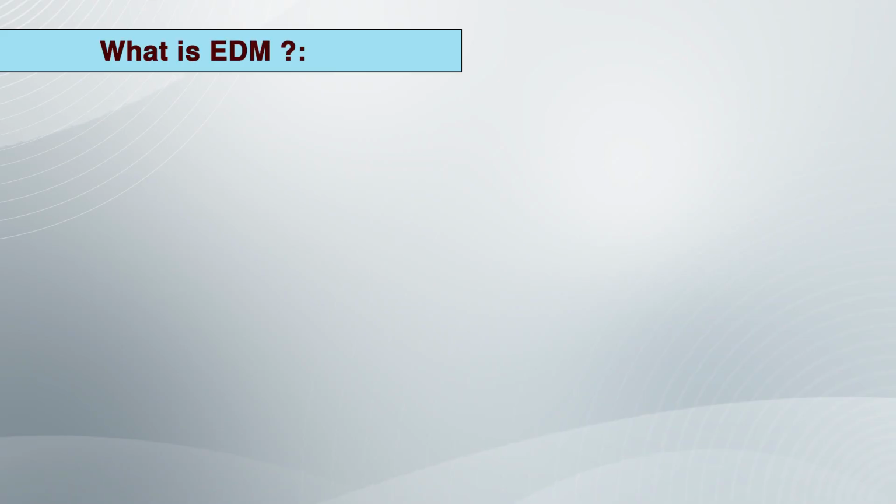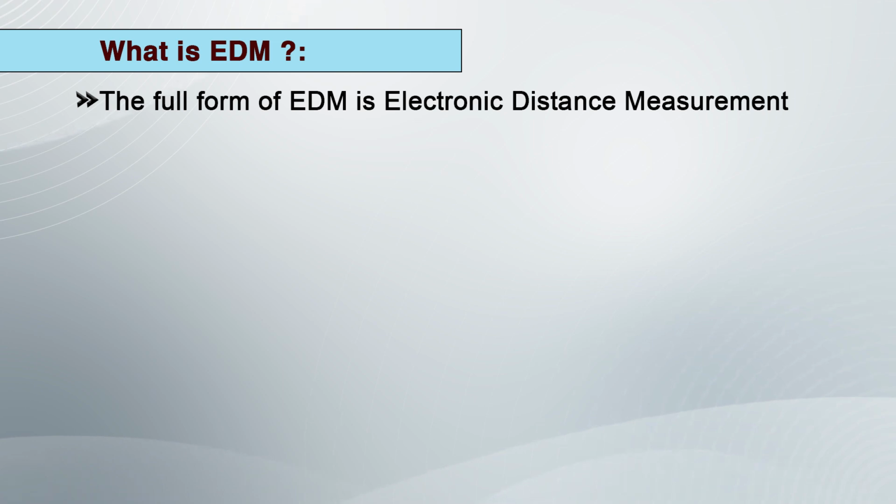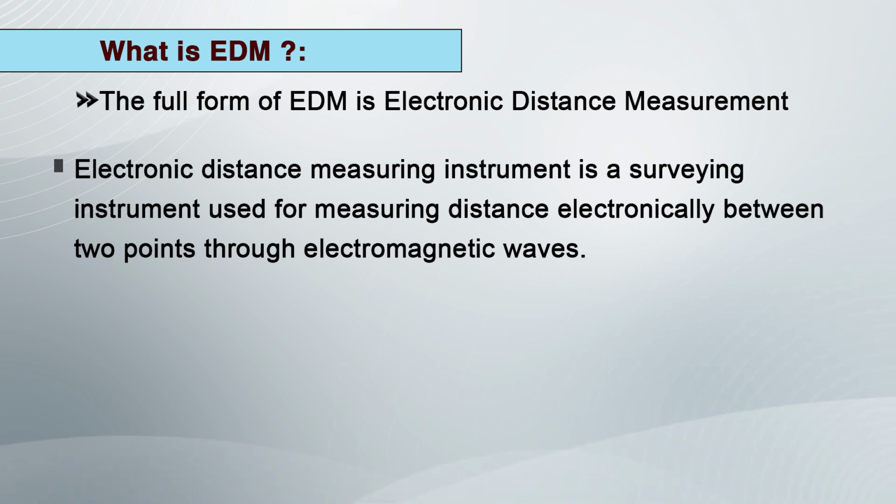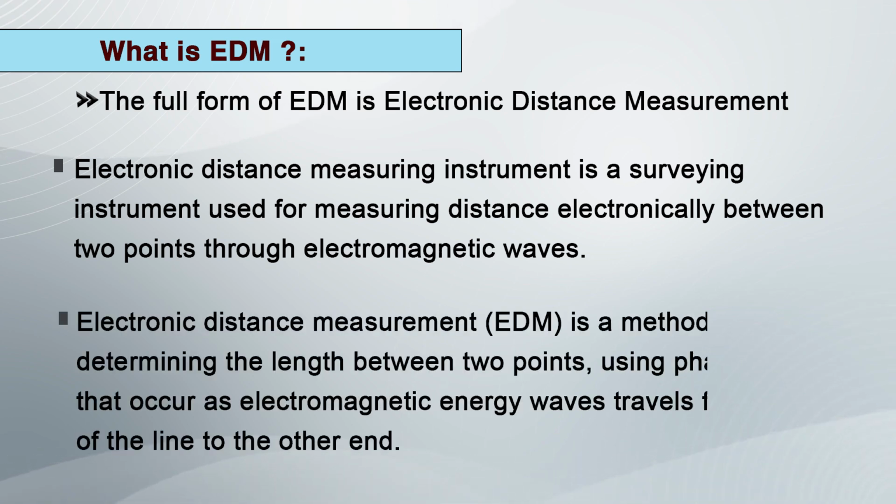So what is EDM? The full form of EDM is electronic distance measurement. An electronic distance measuring instrument is a surveying instrument used for measuring distance electronically between 2 points through electromagnetic waves. EDM is a method of determining the length between 2 points using the phase change that occurs as the electromagnetic energy waves travel from one end of the line to the other end.